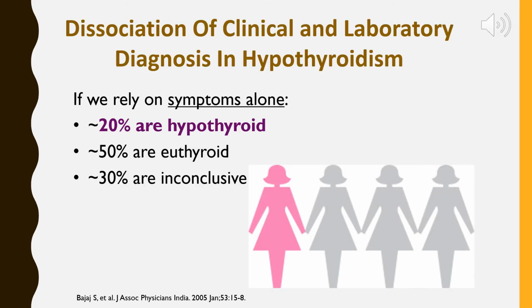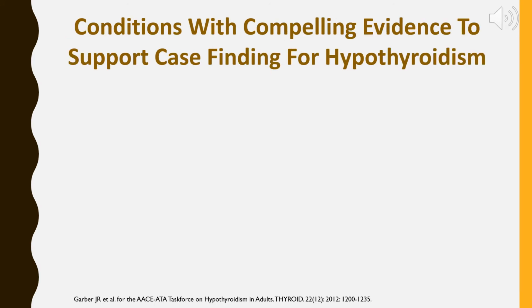The clinical manifestation of hypothyroidism is nonspecific, and so there is a dissociation of the clinical and laboratory diagnosis in hypothyroidism. If we rely on symptoms alone, about 20% are true hypothyroid, but more than 50% are actually euthyroid. For this reason, guidelines recommend to look for conditions with compelling evidence to support case finding for hypothyroidism.